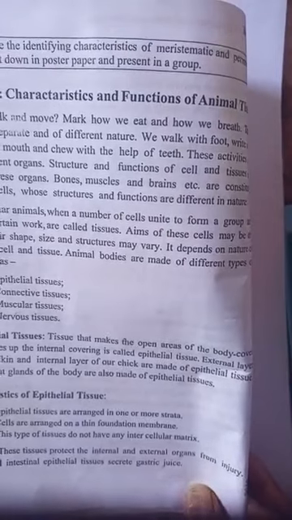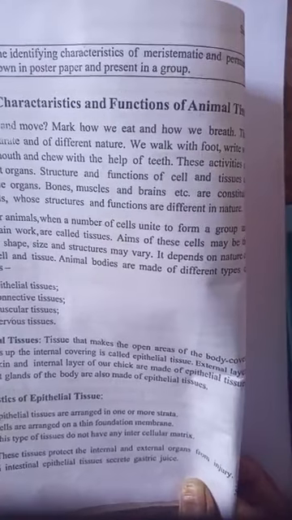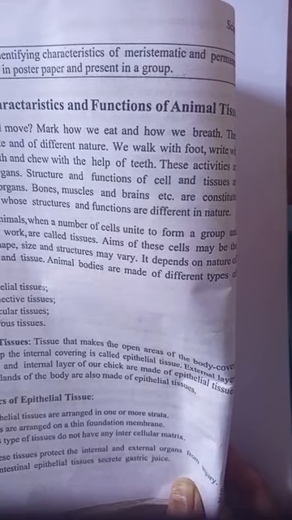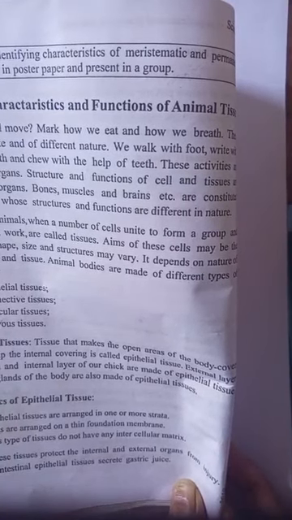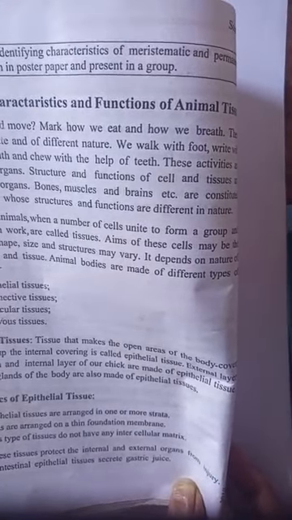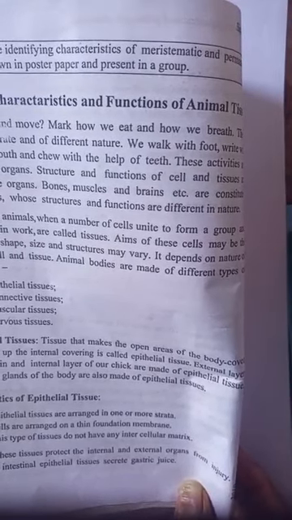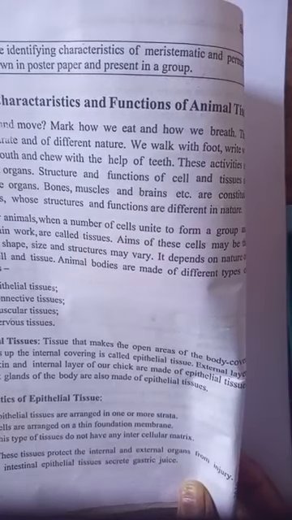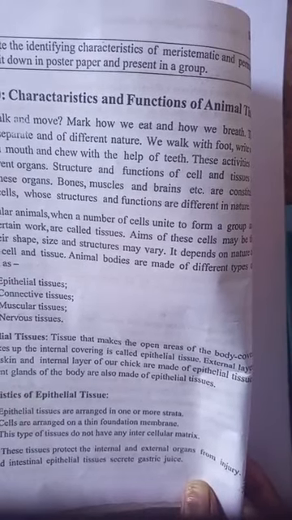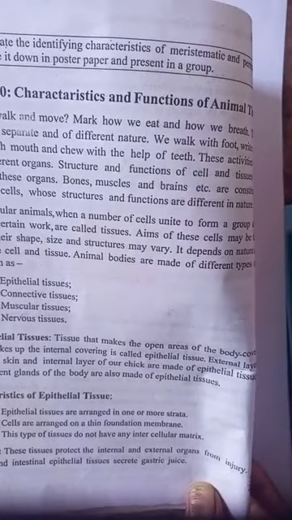So epithelial tissues are found in tissues that make the open areas of the body covered. I mean, the outer covering of our body is the epithelial tissue, and what makes up the internal covering is called epithelial tissue. External layer of our skin, external covering, and internal layer of our cheek, the inner layer of the cheek, is made of epithelial tissue. Different glands of the body are also made of epithelial tissue. Glands of the body, different organs of the body.